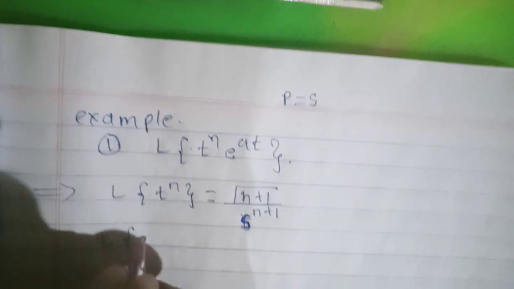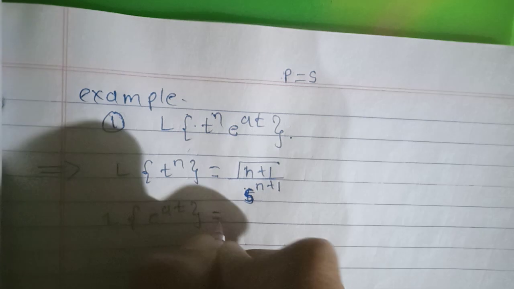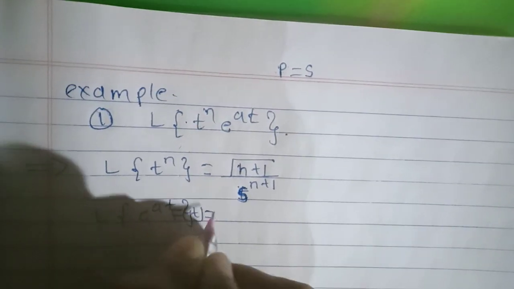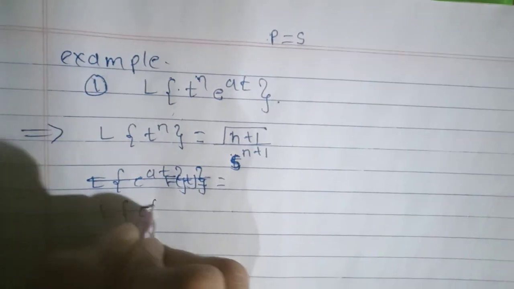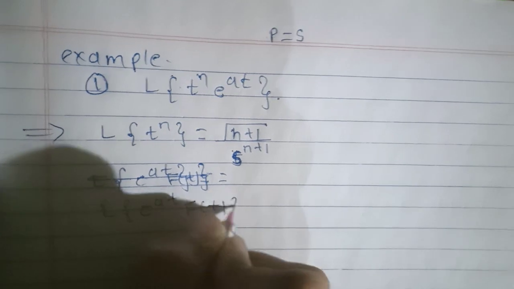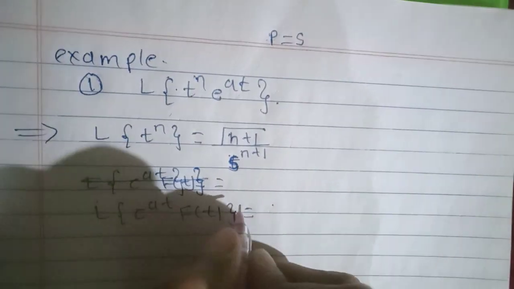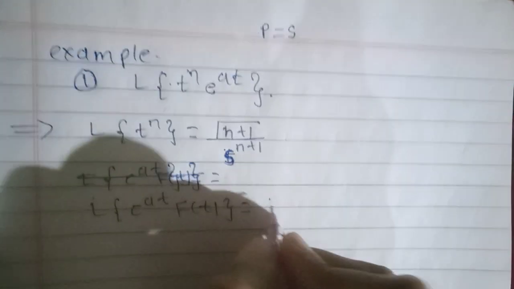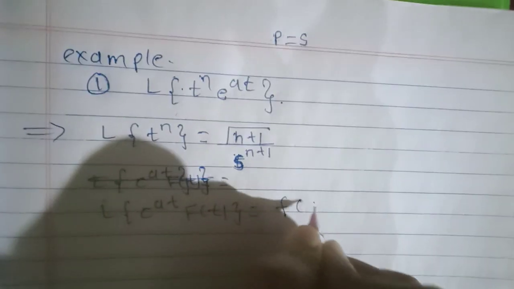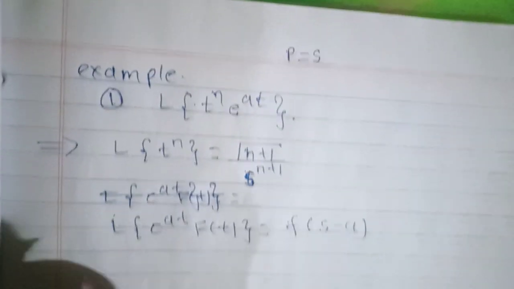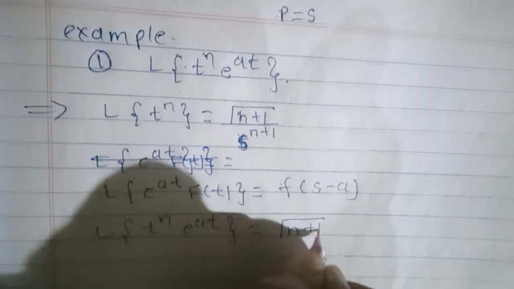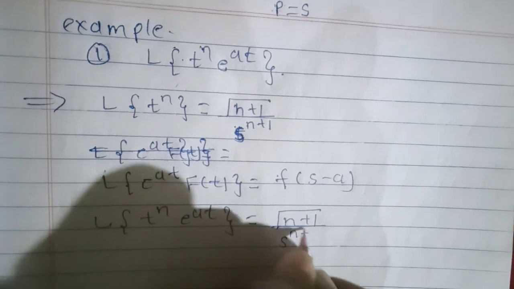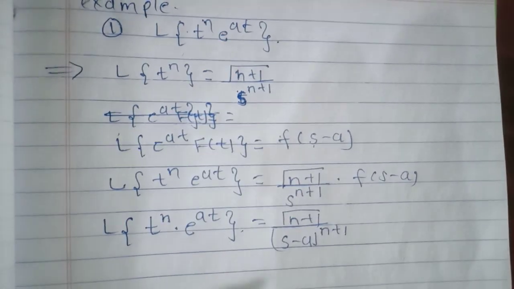Then the Laplace transform of e raised to at f of t, we are using the first shifting property already. Firstly, we proved this theorem, that is f of s minus a. So combining this, the Laplace transform of t raised to n e raised to at is equal to gamma of n plus 1 divided by s raised to n plus 1.